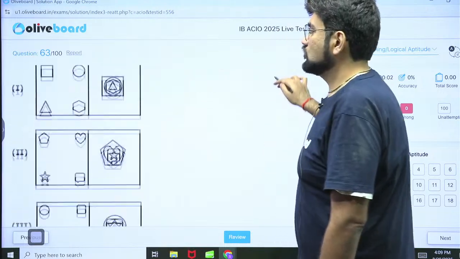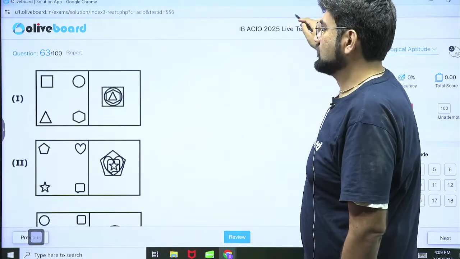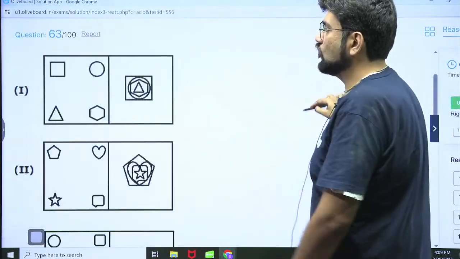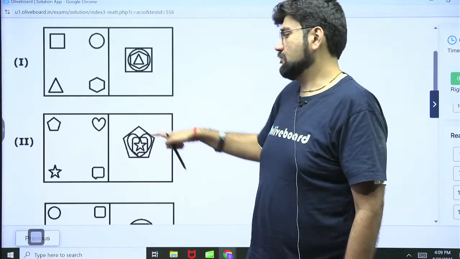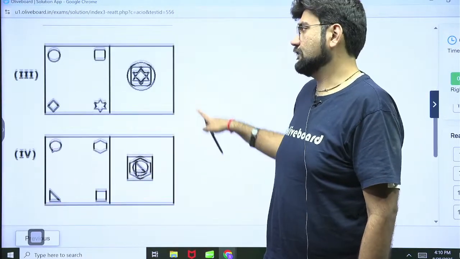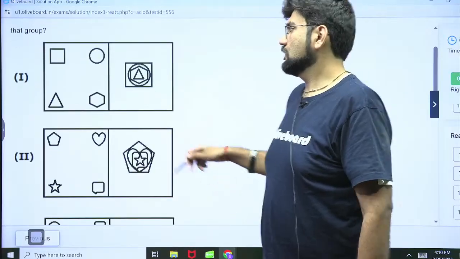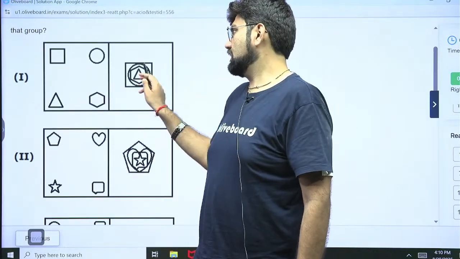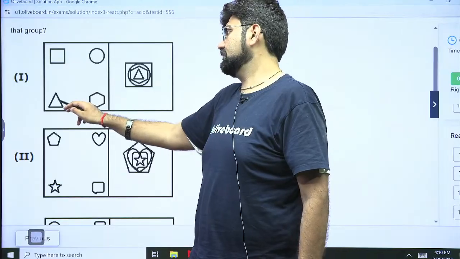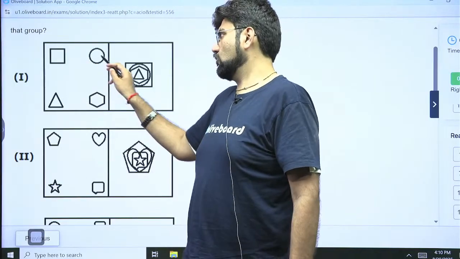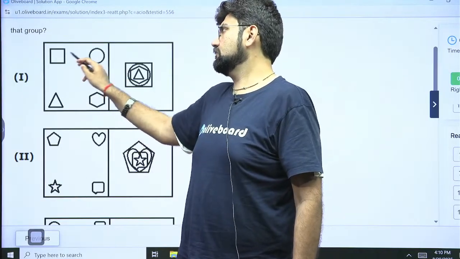Okay, very easy question. This is a figure classification based question. There are 4 figures given to you in form of pairs. Okay. Pair 1, pair 2, pair 3, pair 4. You need to find the odd one out. Just observe. Outside is a square. Inside next figure is a circle. Next figure is the hexagon, and then in the end it is a triangle. So basically we are following this order. Starting from the top left corner, we are going clockwise.